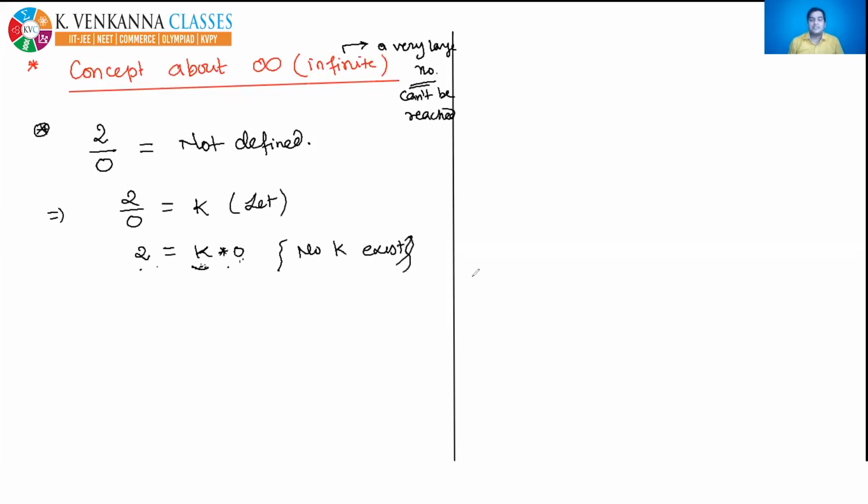And that's why, yes, 0 into anything is 0. So no such k exists. And if no such k exists, that means 2 divided by exactly 0 is not defined. So remember this thing: 2 divided by 0 is not defined.